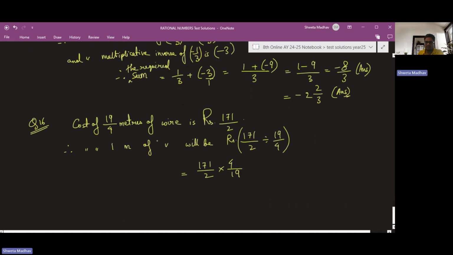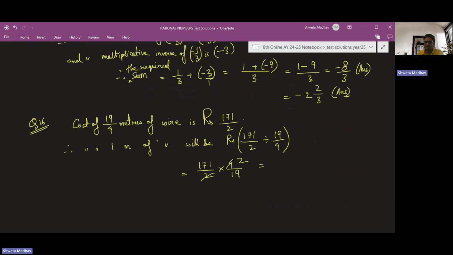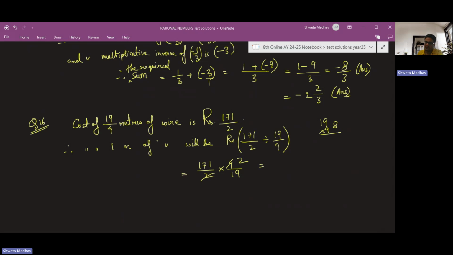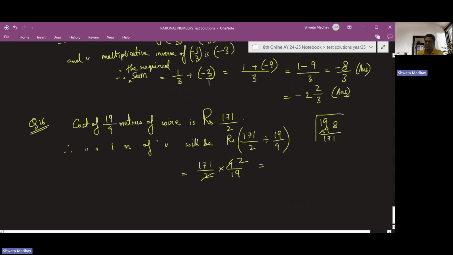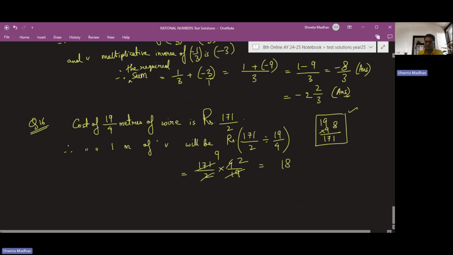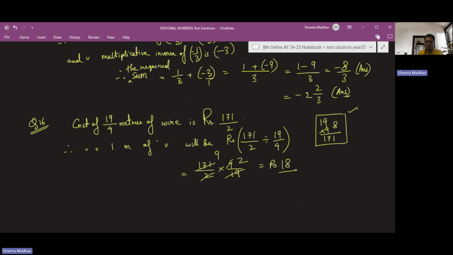So this in rupees we will get. Now 2 2s are 4, and we know that 19 into 9, 9 9s are 81, and 9 plus 8 is 17. So 19 into 9 is 171. So with 19 I can cancel out. 19 9s are 171, so 9 2s are 18. So rupees 18 is the required cost of 1 meter of the wire. So rupees 18 is the answer.